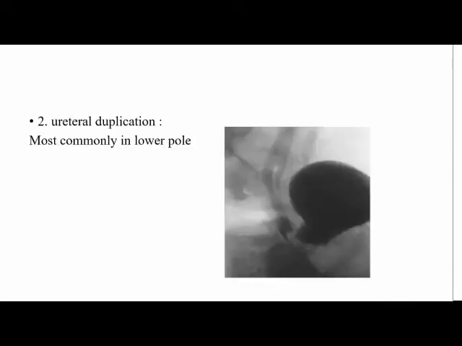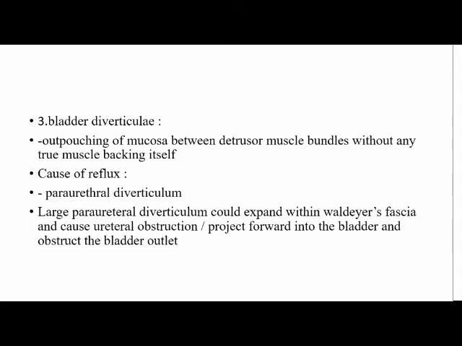Second association can be ureteral duplication. Most commonly, we will see it in the lower pole. It can also be associated with bladder diverticula, the outpouching of the mucosa between detrusor muscle bundles without any true muscle backing itself. The cause of reflux will be paraureteral diverticulum. Large paraureteral diverticulum could expand within the Waldeyer's fascia and cause ureteral obstruction, project forward into the bladder and obstruct the bladder outlet.